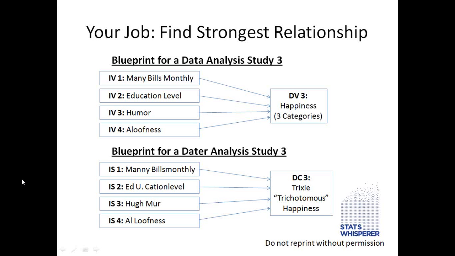So 3, the last one, our dependent variable happiness will be in 3 categories, same independent variables, and the dependent variable will have a 3-category emotional structure, right? Happy, yes, no, kind of neither, somewhat, right? How would she get along with those suitors? Which one's right for her?